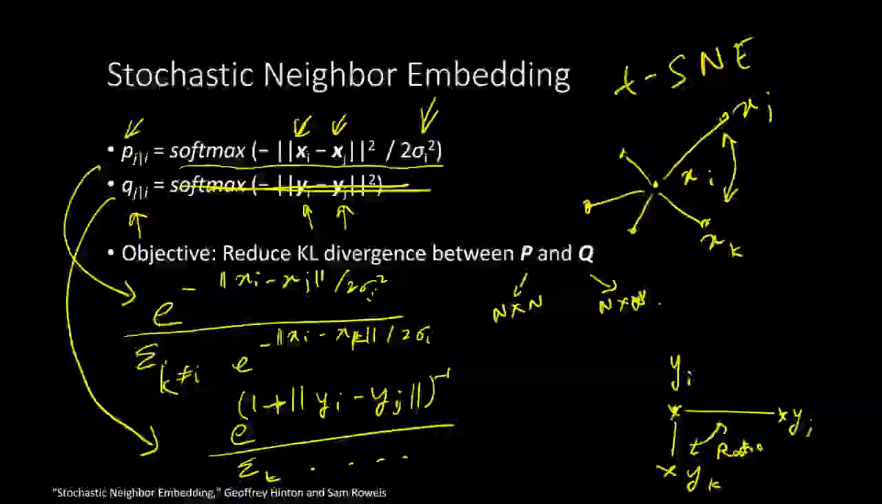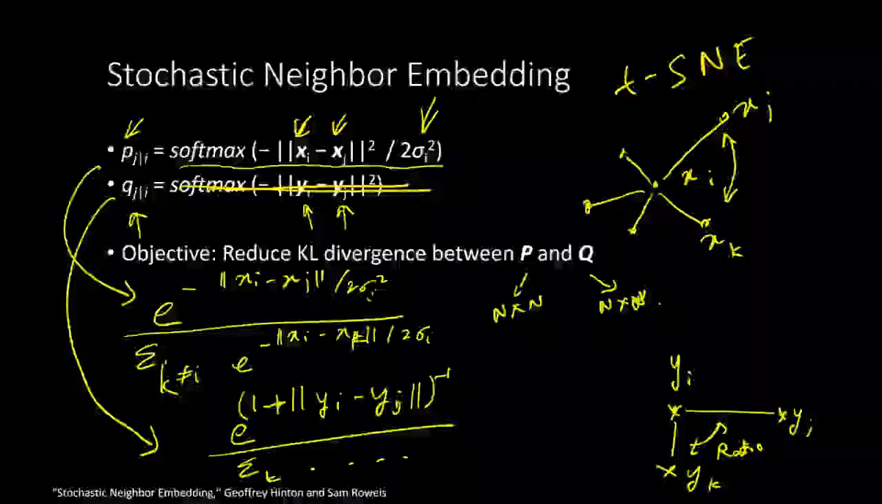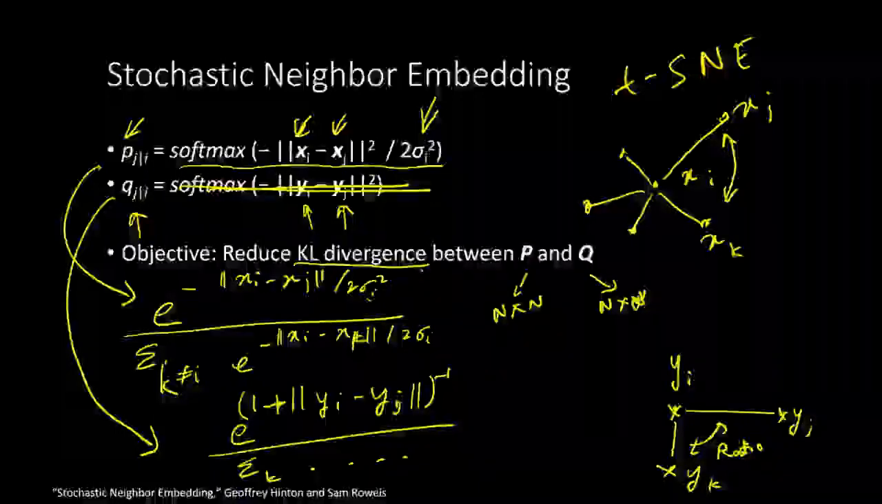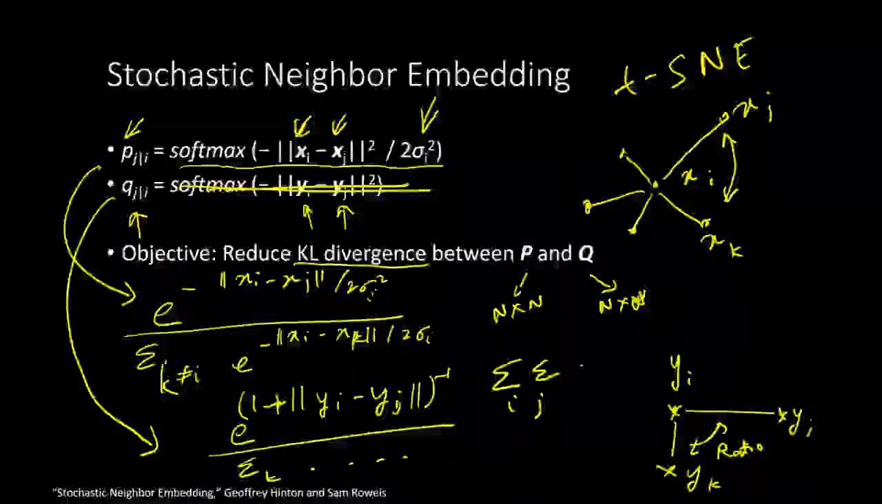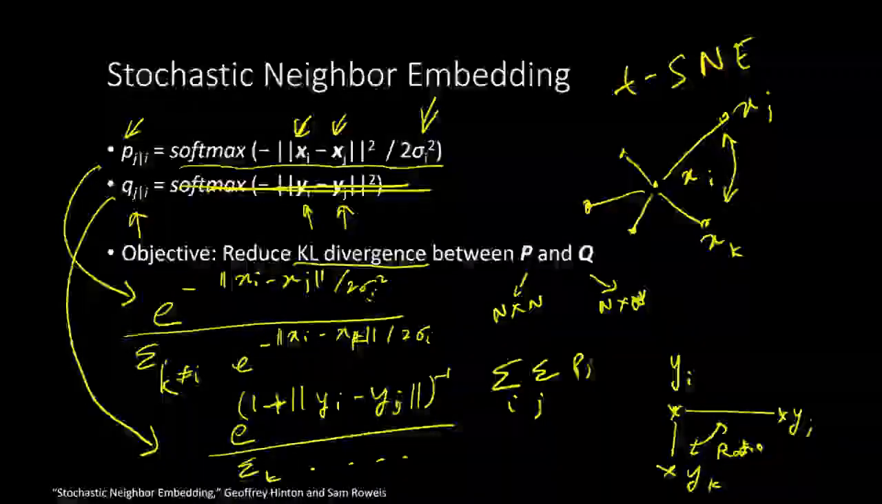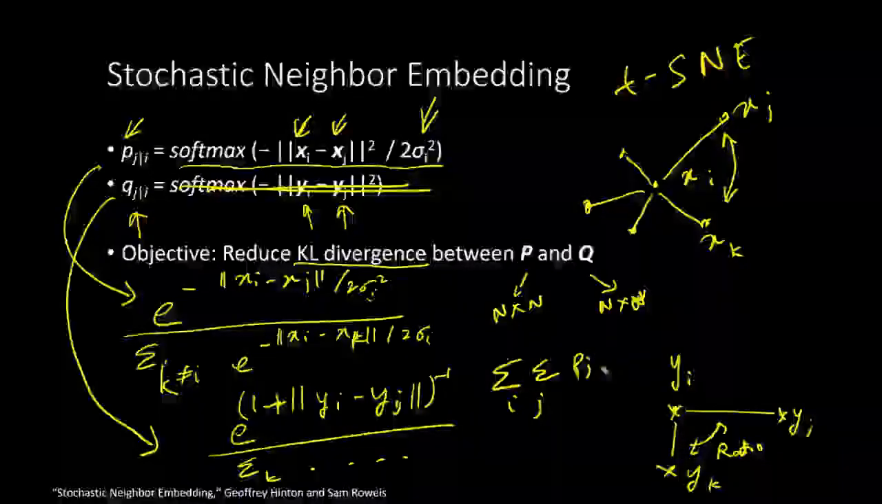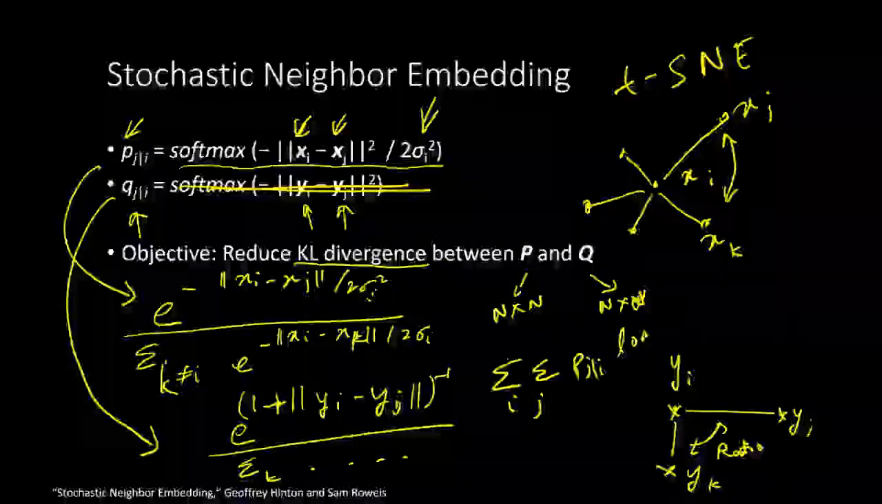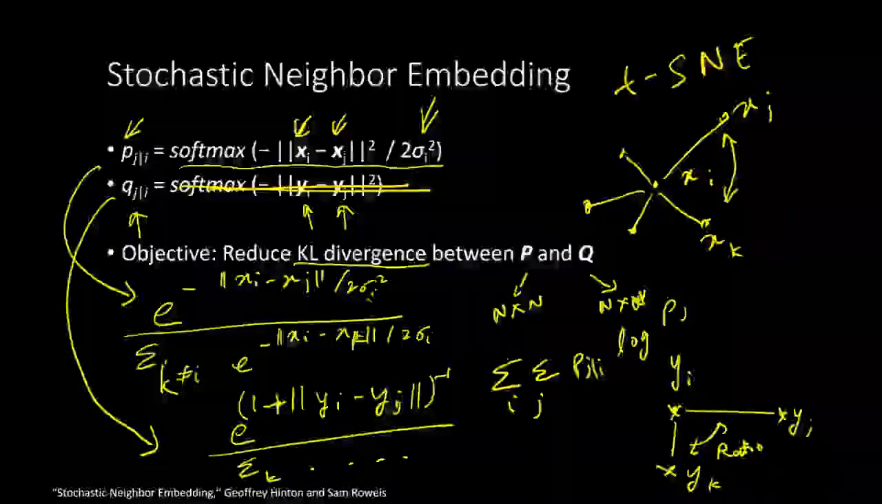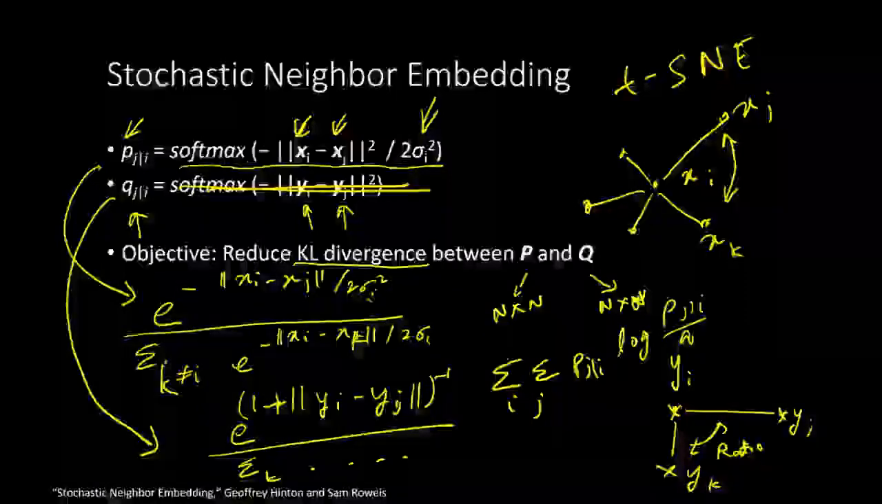Now we want their distance to be low, the distance of probability spaces. Think of these as probability distributions. The distance between probability distributions is something called KL divergence. We want this KL divergence to be low. That KL divergence is given by sum over i, sum over j, of P of j given i, times log of P of j given i divided by Q of j given i.